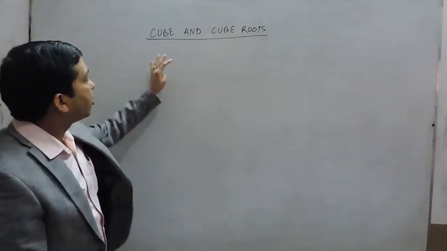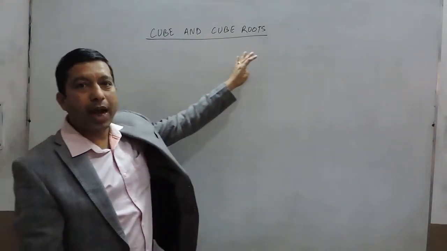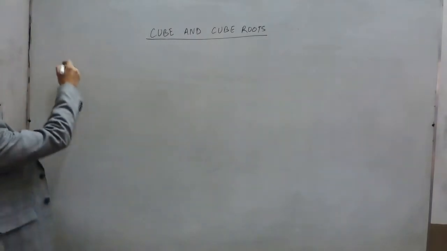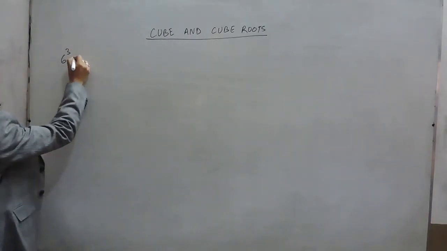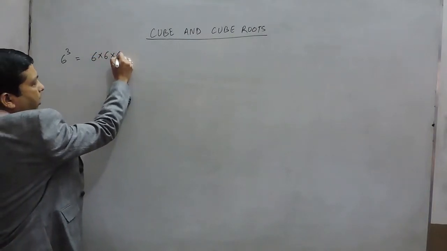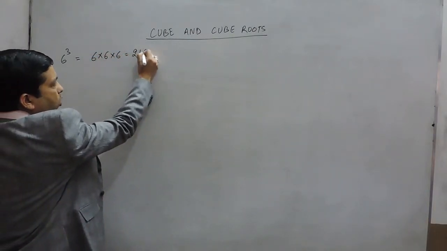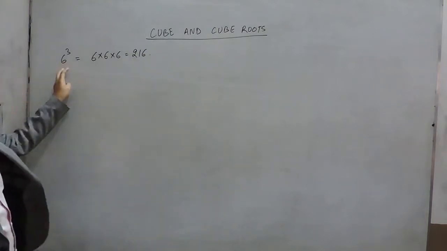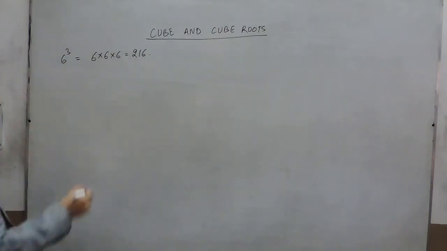Hello everyone. Today we are discussing cubes and cube roots. Now, the most important thing is, suppose I am writing 6 cube. This is actually 6 into 6 into 6 and comes out to be 216. The value of 6 cube is 216.